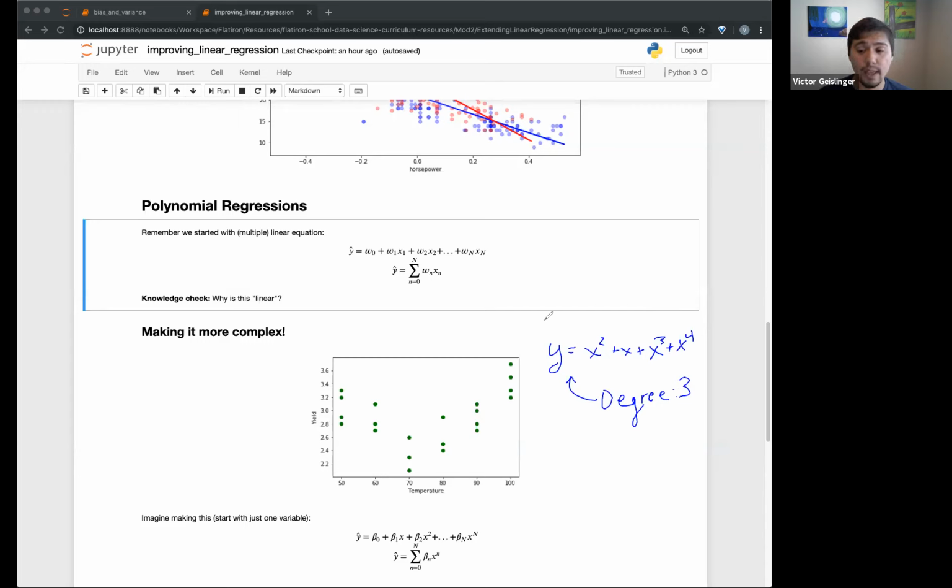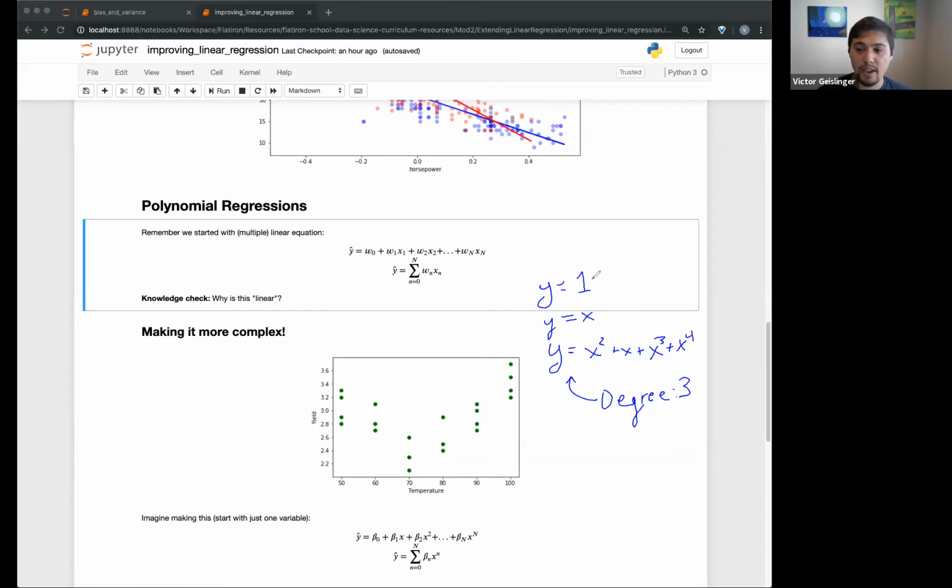Okay, if I only had y equals x, what would be the degree of this one? 1. Good. I see Jonathan putting up the 1. Good. And of course, last one. What's the polynomial degree of this one? 0. Okay, good, Joe.